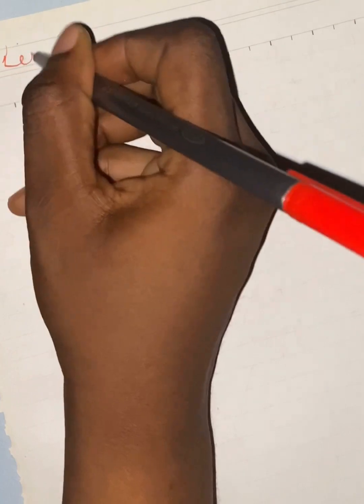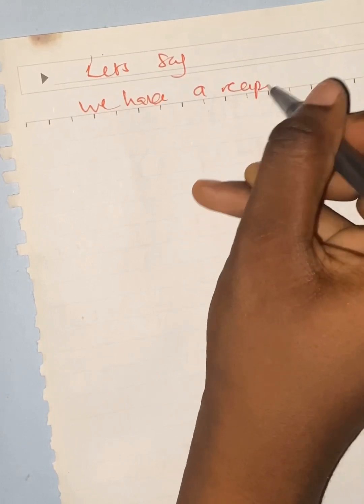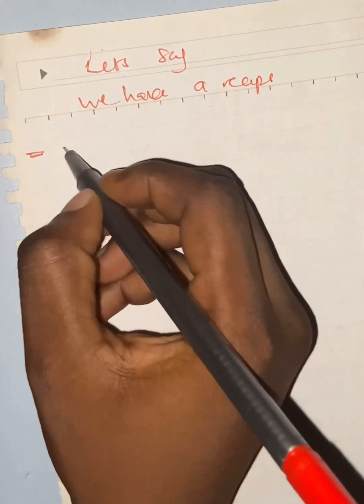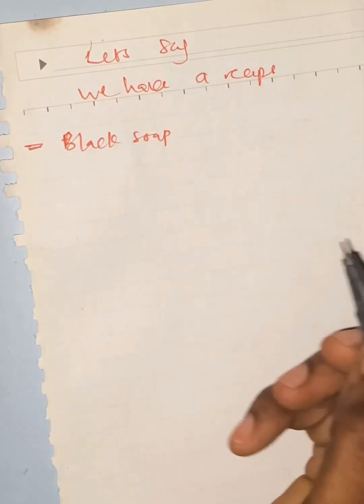Now we're moving on to the main part of the calculation. Let's say we have a recipe of black soap. This is just a theoretical recipe. This is not a real recipe.